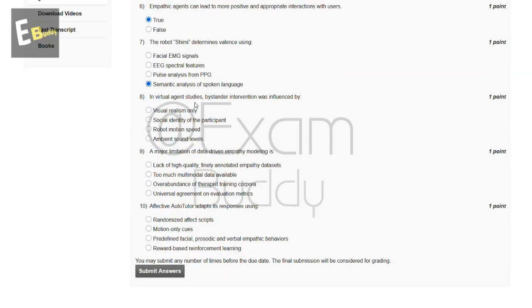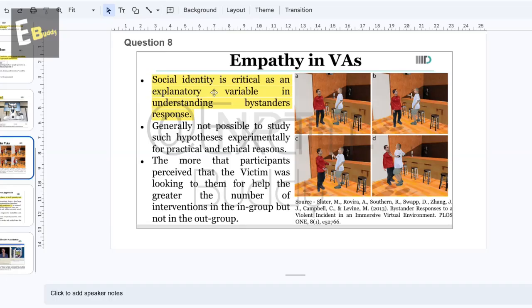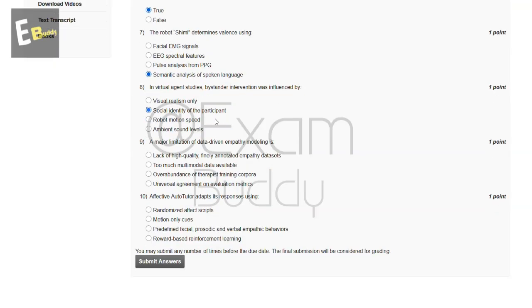In virtual agent studies, bystander intervention was influenced by. So these are the options and now let's check the explanation. The explanation says social identity is critical as an explanatory variable in understanding bystanders' response. So the answer of our eighth question is B. Social identity of the participant. And now let's go to our question number 9.